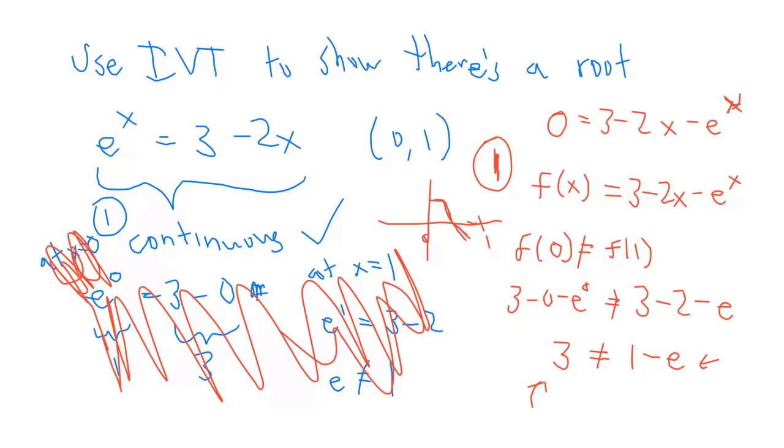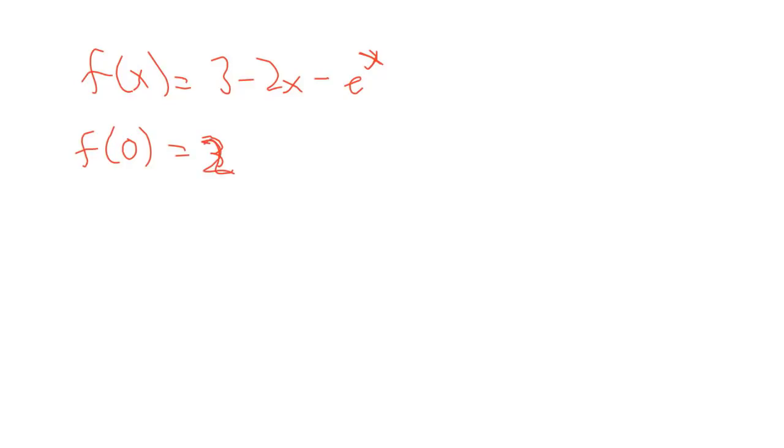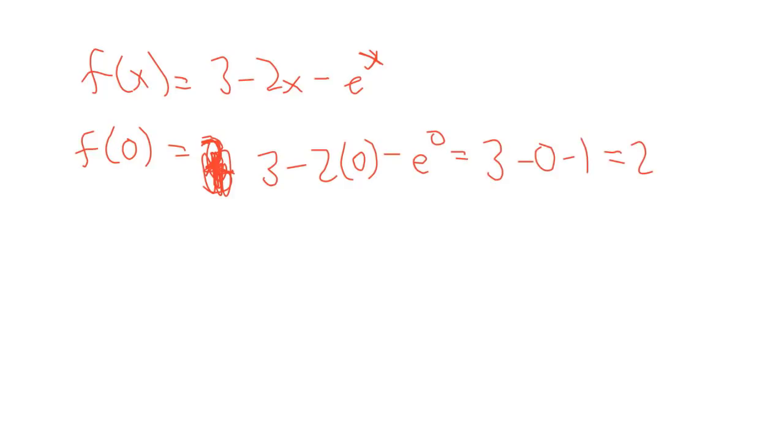And so now that we have our function, I'm going to rewrite it. So f of x is equal to 3 minus 2x minus e to the x. And what you need to do is find, well, okay, I already evaluated that f of 0 is equal to 2. I think I miswrote it earlier, so I can rewrite it correctly. So 3 minus 2 times 0 minus e to the 0 is equal to 3 minus 0 minus 1, equal to 2.